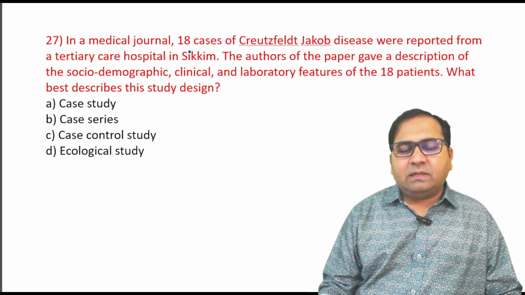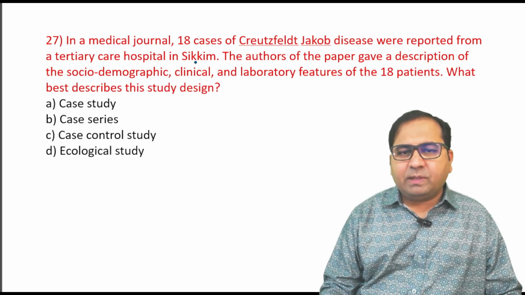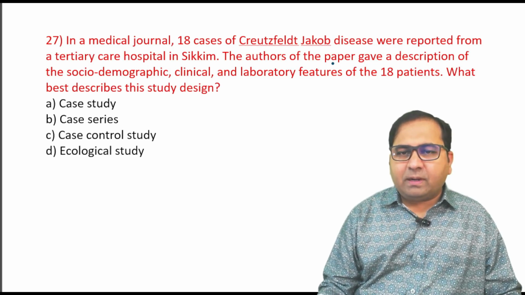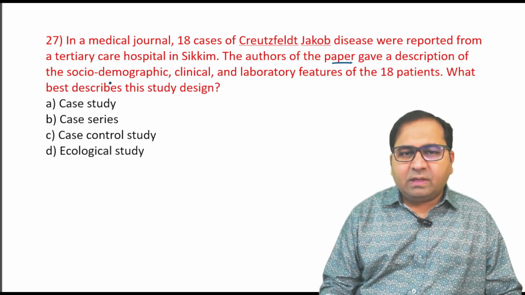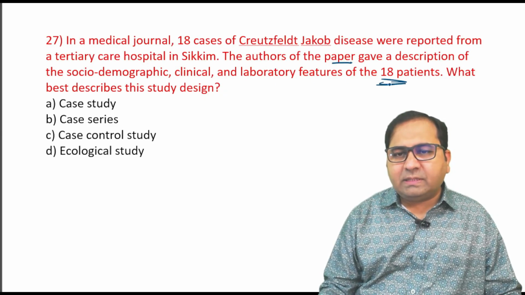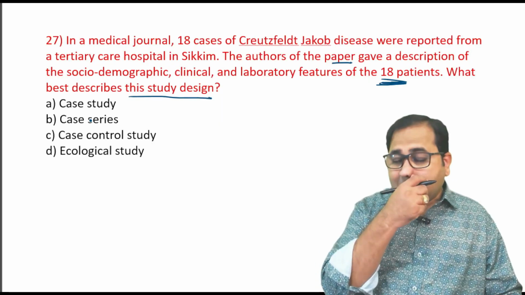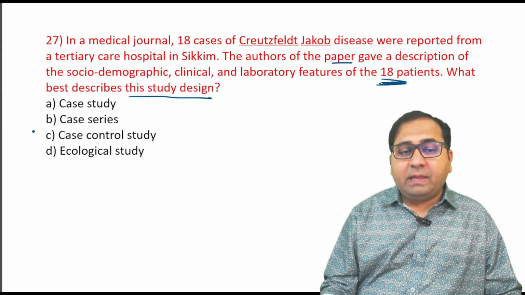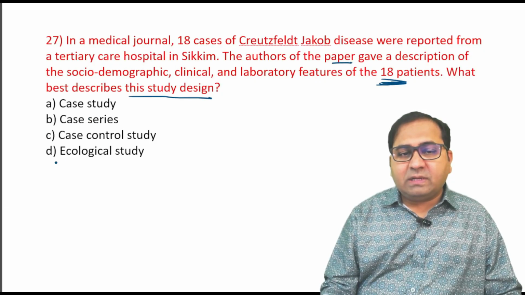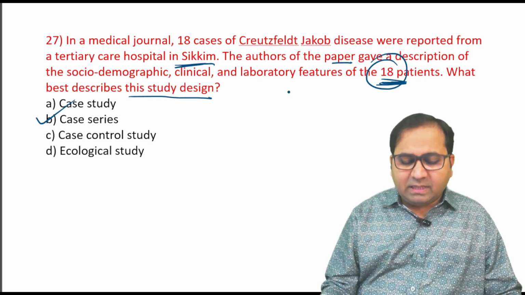Next question. In a medical journal, 18 cases of Creutzfeldt-Jakob disease were reported from a tertiary hospital in Sikkim. The authors of the paper gave a description of the socio-demographic, clinical and laboratory findings of 18 patients. So what best describes this study design? The options are A, case study, B, case series, C is case control study, D is ecological study. Only 18 patients are there, only from one place in Sikkim. So the answer for this question should be B, case series.